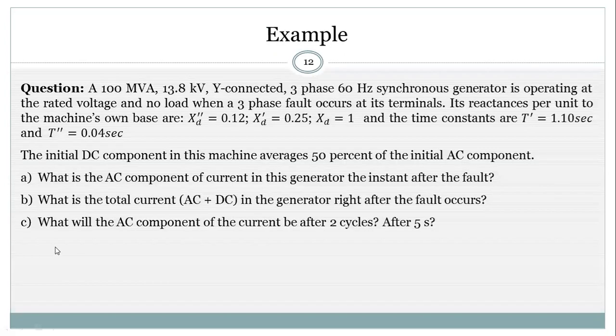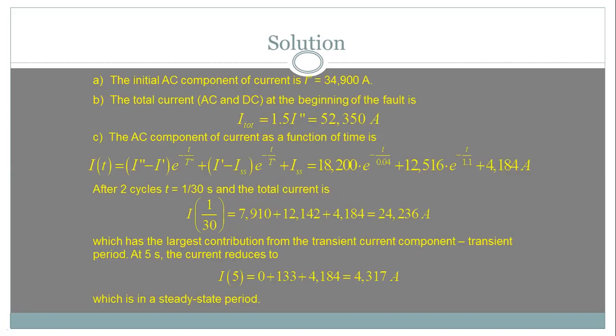And finally, the third question is, what will be the AC component of the current after 2 cycles and after 5 seconds? So this is the equation: the subtransient minus transient current times e to the power minus the decay part, plus the transient minus steady state current times its decay, and finally the steady state current. We can easily calculate, all values are given here.